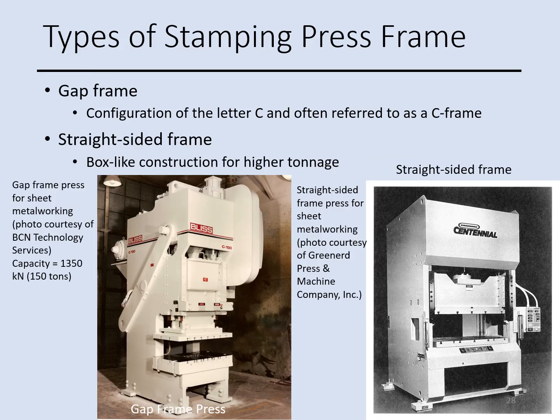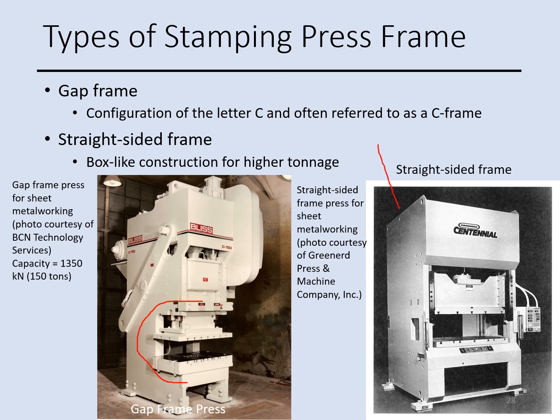There are two types of stamping press frame. One is called a gap frame, which has a C-letter configuration, this one, and sometimes they call it the C frame. The benefit of the gap frame is that it provides good access to the die, and because they are usually open in the back, it allows convenient ejection of the stamped part or the scrap metal.